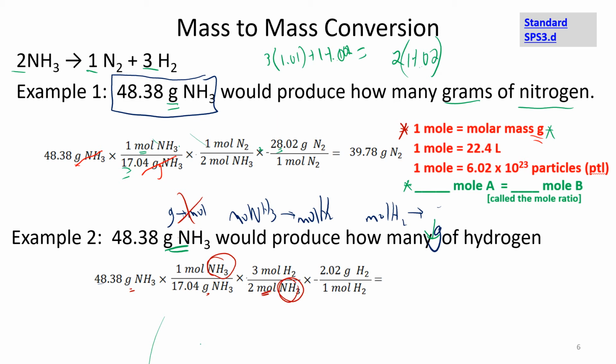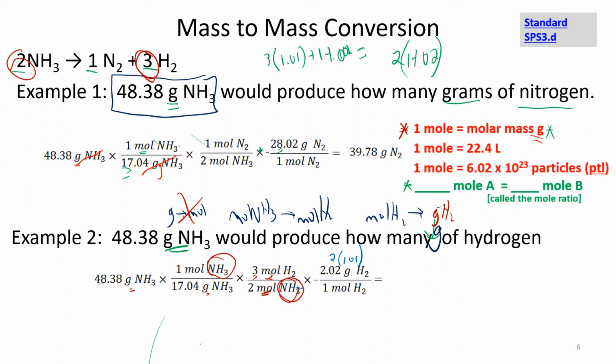My coefficients are used anytime I'm switching substances. So I know I have to use the 2 because I'm using NH3, and I know I have to use the 3 because I'm going to hydrogen. 3 goes on top. Last but not least, I've got to get to my grams of hydrogen. So that 2.02 came from the periodic table. It's 2 times 1.01. You don't necessarily have to show your molar mass calculations. I encourage you to show it somewhere on the side, especially if you're still having issues with finding molar mass. It'll help me find your mistakes.